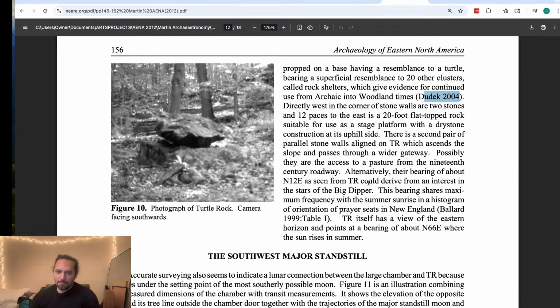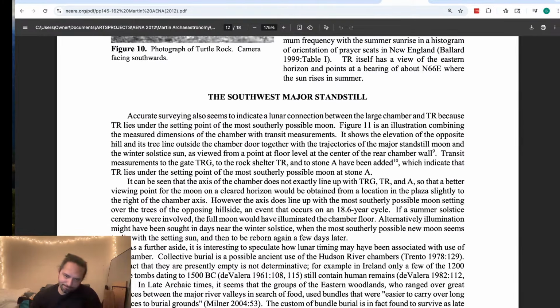Alternatively, their bearing of about north 12 east as seen from Turtle Rock could derive from an interest in the stars of the Big Dipper. This bearing matches maximum frequency summer sunrise orientation prayer seats in New England. Turtle Rock itself has a view of the eastern horizon and points at a bearing. Okay.